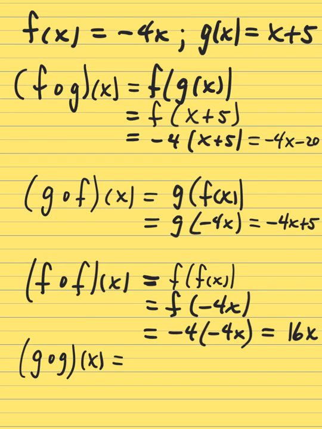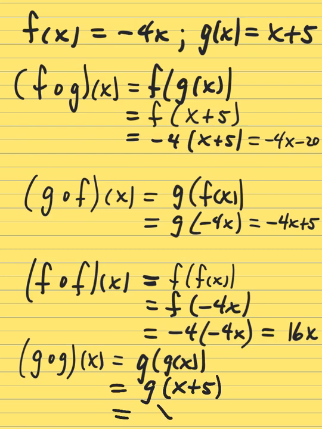And then g composed of itself. G of x is x plus 5. So if we plug x plus 5 into the variable of g, that's x substituted plus 5. These are very difficult to look at. But anyway, the variable of g gets all of itself again, so that's x plus 10.